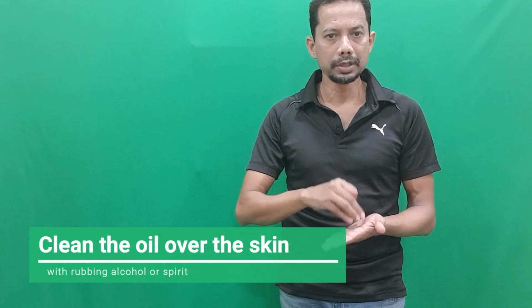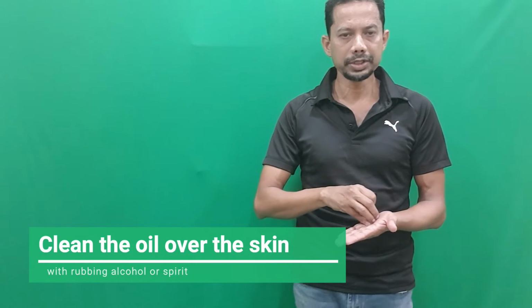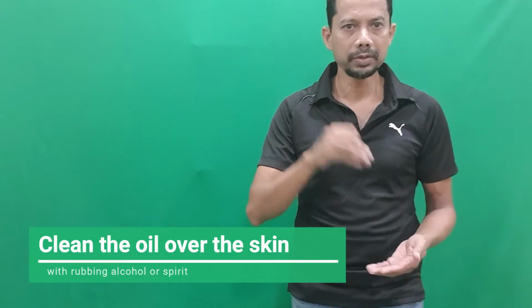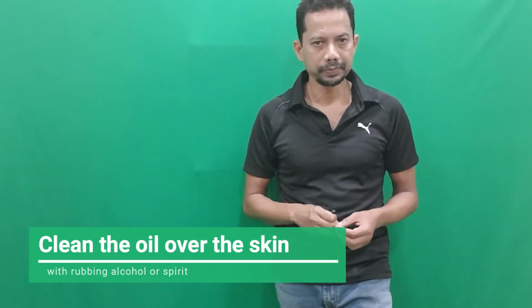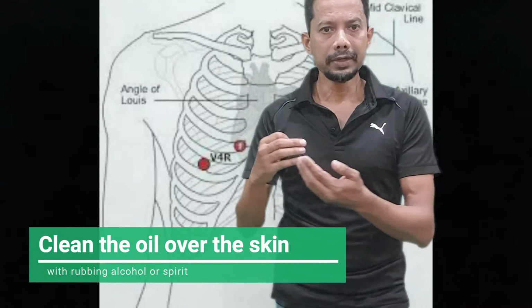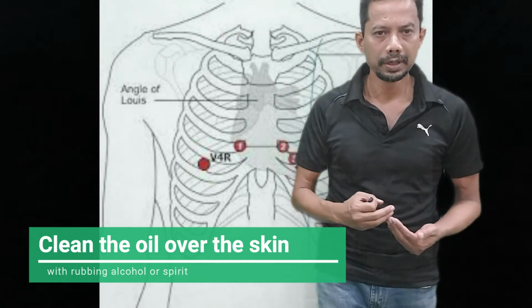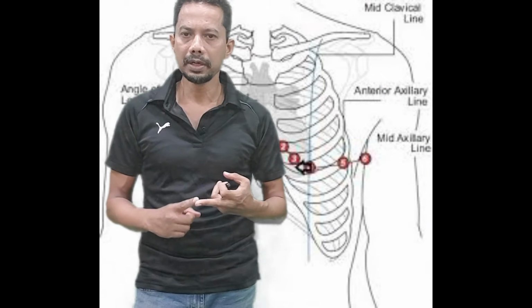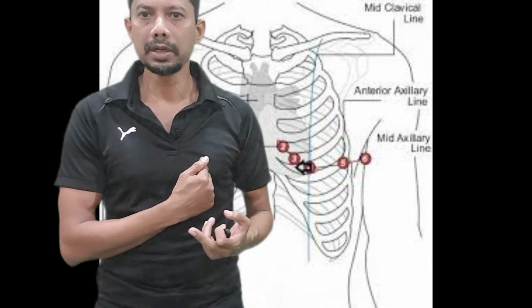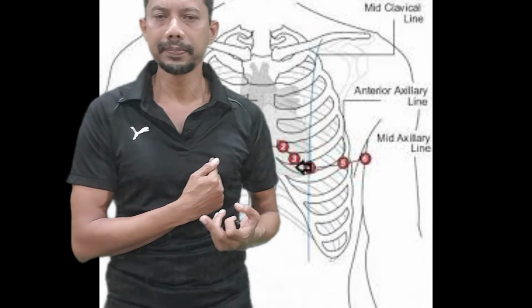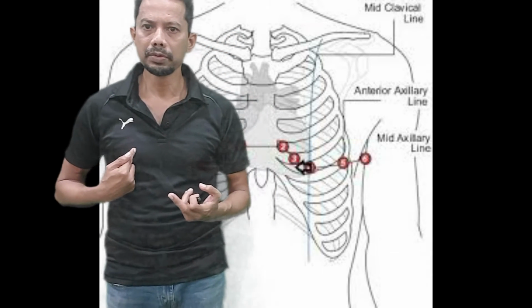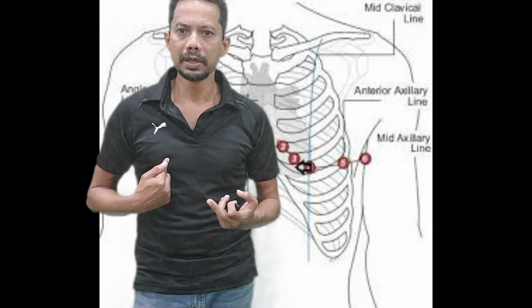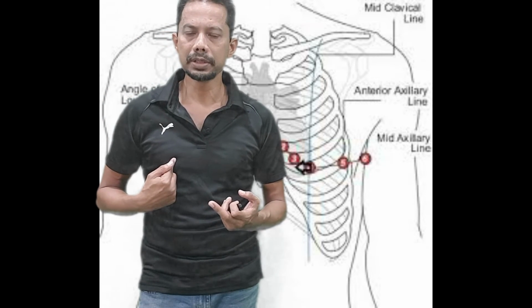So whatever the case, you make sure the contact of the electrode with the skin is good. There is no oil, there is no moisture, and you clean with the spirit and you apply the electrodes. You have to apply leads from V1 to V6. V1 you apply in the fourth intercostal space, right of the sternal border on the right side. V2, fourth intercostal space, left of the sternal border.